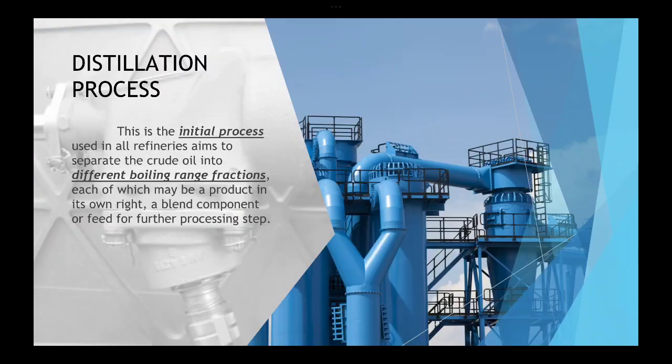So firstly, let's discuss the distillation process. The distillation process is your initial process. It aims to separate crude oil into different boiling range fractions. Our fuels are extracted at different ranges of temperature, that's their specific extraction or boiling range. So that's the distillation process.